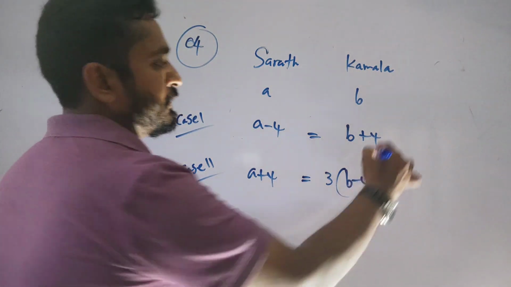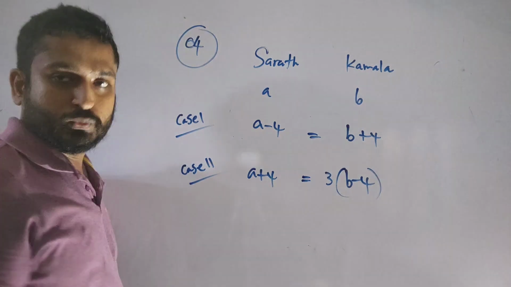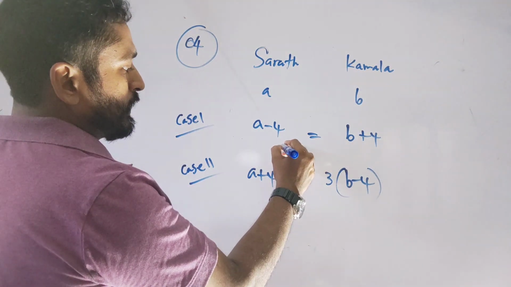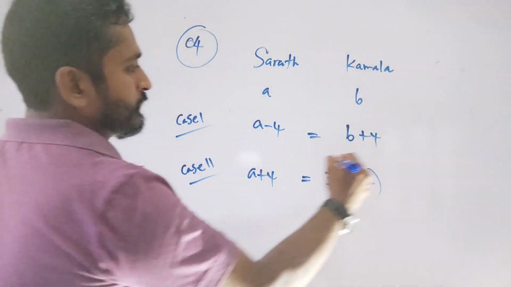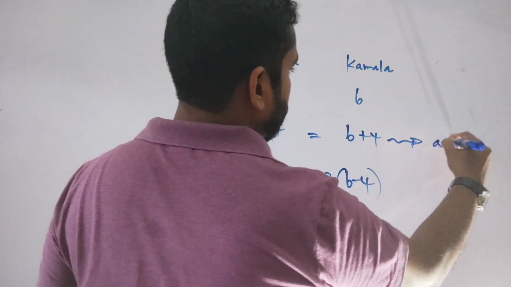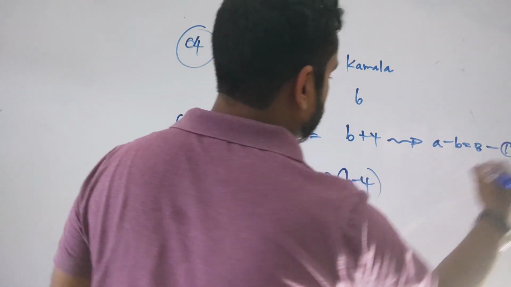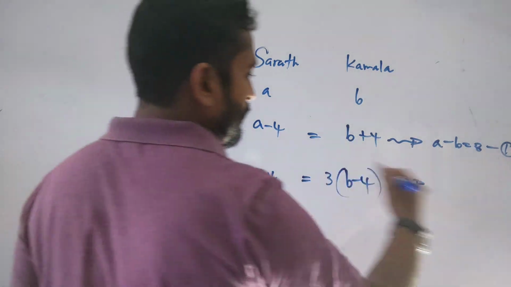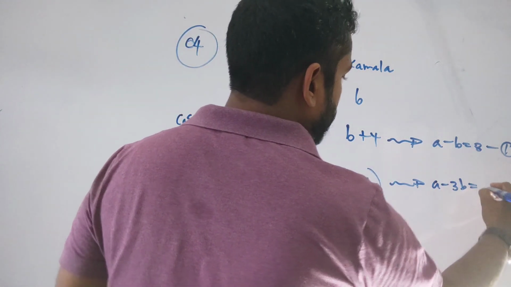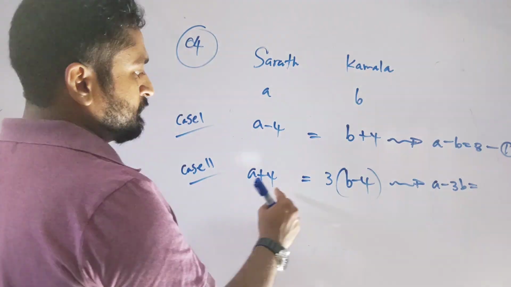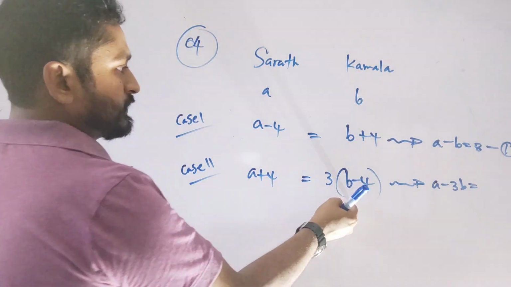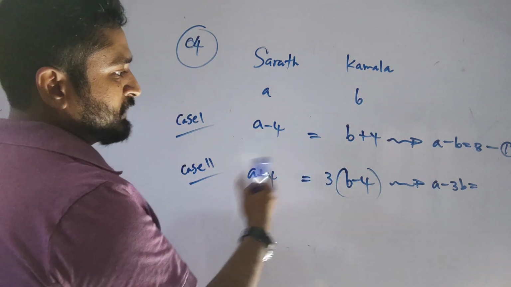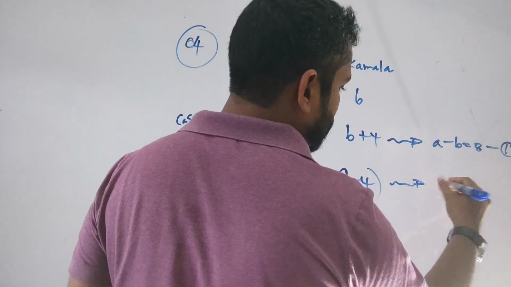So equation number 1 and equation number 2. By the way, you can modify this equation, so let us say this as A minus B equals 8, number 1. This as A minus 3B equals minus 12. A minus 3B. So, 3B minus A, let us say. Anything is okay.